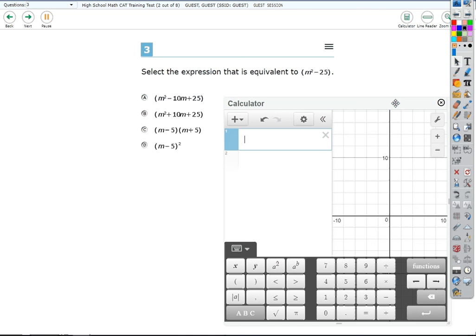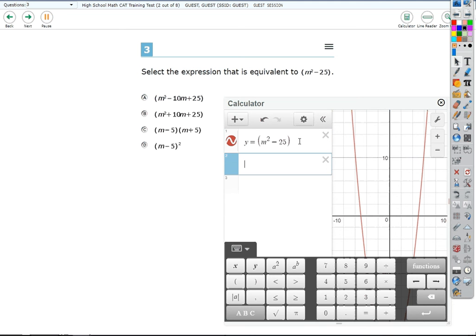Okay, let's see what happens. If I plug them in, like if I do y equals m squared minus 10m. Oops, sorry, I don't want to do that. I want to do the one on top. m squared minus 25. Do I need to put it in parentheses? I don't, but I can. If I want to, I can. It's not going to change anything. So there's the graph, right?